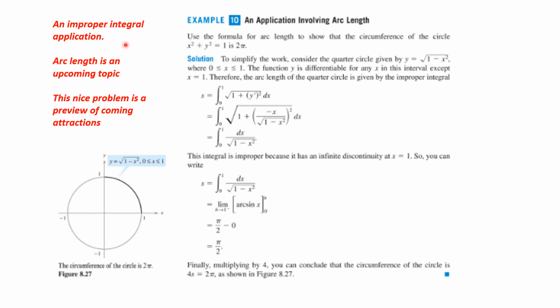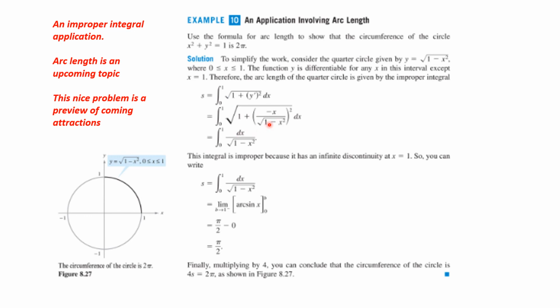Now, this is an improper application, but I wanted to talk to it because they're actually doing an arc length application, which is an upcoming topic that we have, but it involves an improper integral. So you see these things play together. And this is a nice problem, and it's a preview of a coming attraction coming very soon. So I'm not asking you to work on it because we haven't talked about that, but use the formula for arc length. I'll show you what it is, but we'll talk about it more in another video, to show that the circumference of a circle, x squared plus y squared equals 1, that's the unit circle of radius 1, is 2 pi.